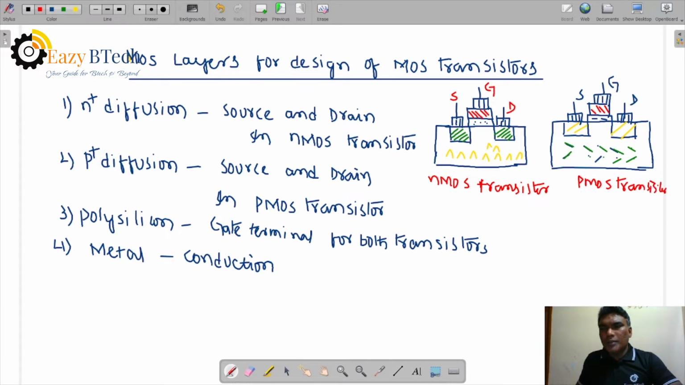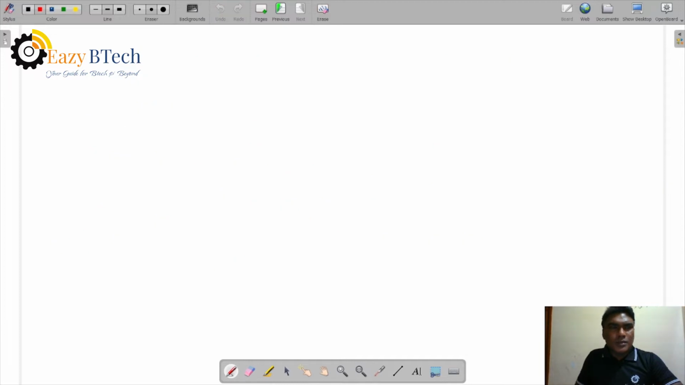Now you can see that the polysilicon is the same in both, but the diffusion is different. P plus diffusion is used in the PMOS transistor, and N plus diffusion for source and drain in the NMOS transistor. The polysilicon is the same, and the metal is also the same for conduction in both NMOS and PMOS. Now let us see the stick diagrams.